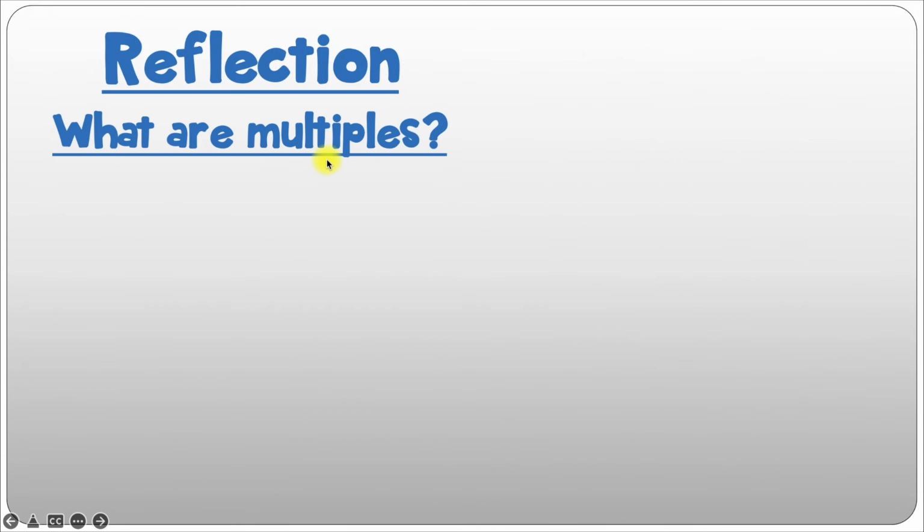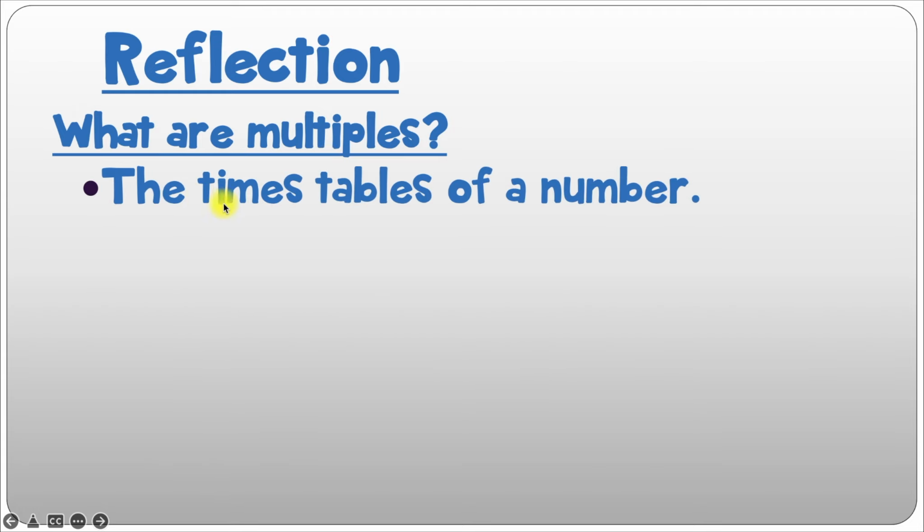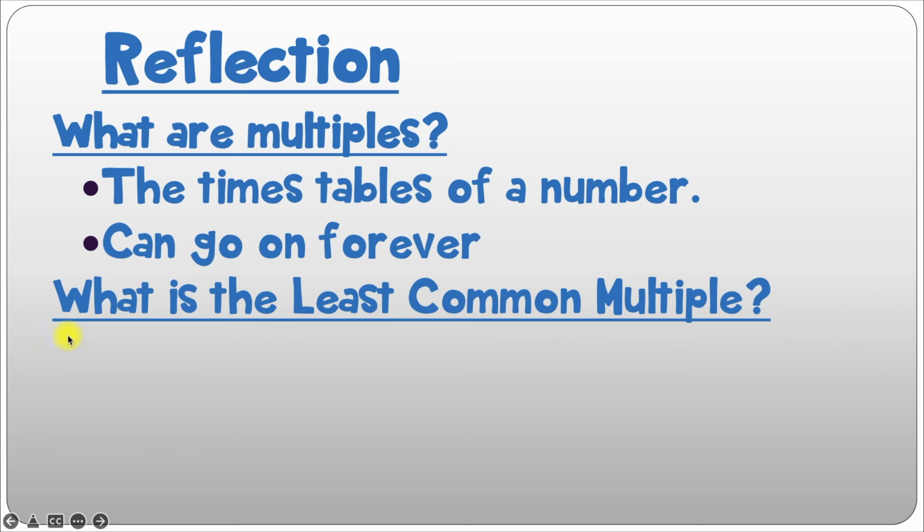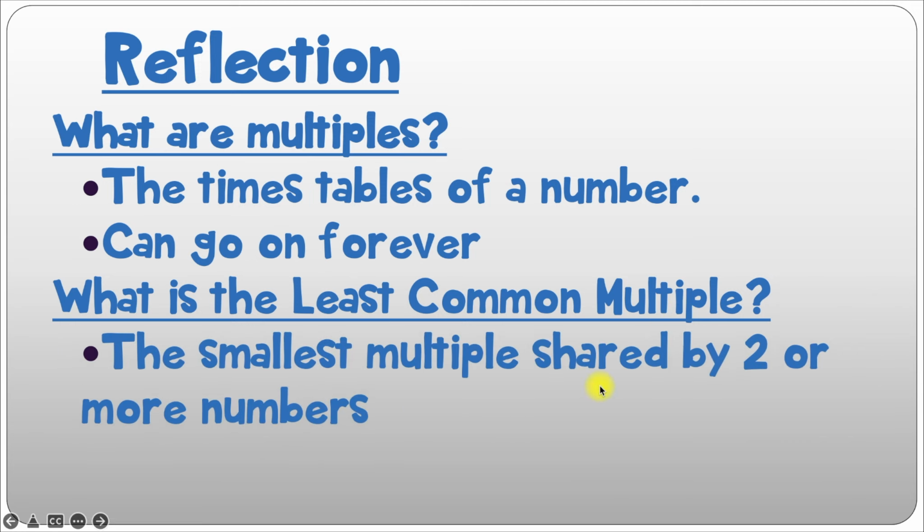And in closing, let's reflect on everything we learned. What are multiples? Well, multiples are just the times tables of a number. If you're asking for the multiples of 2, you're asking for your 2 times tables. Or the multiples of 5, those are just your 5 times tables. And they can go on forever. That's what those 3 little dots at the end of our multiple rows represented. The fact that they go on forever, and ever, and ever. And what is the least common multiple? Well, that's just the smallest multiple shared by 2 or more numbers.